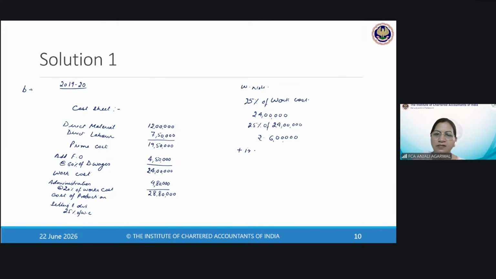Add an increase at the rate of 15%. So another 90,000 will increase from 6 lakh. Remember, it's not an increase in the absorption rate. 25 plus 15, not 40%. But whatever the 25% absorption rate, selling and distribution expenses turn out to be, on that you will add another 15%. So 6 lakh plus 90,000, selling expenses will be 6 lakh 90,000.